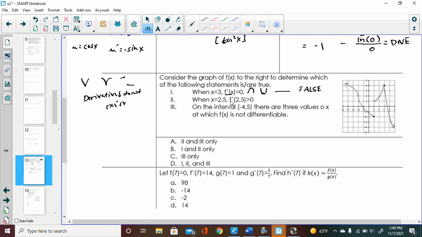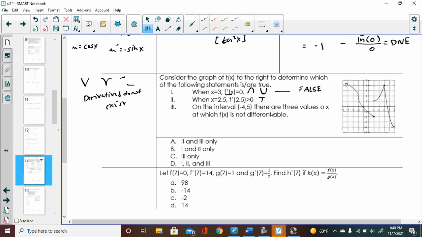So it says when x equals 2.5, f prime is positive only if f is increasing. So I go to 2.5, we're right in here, so f is increasing, therefore this is true.